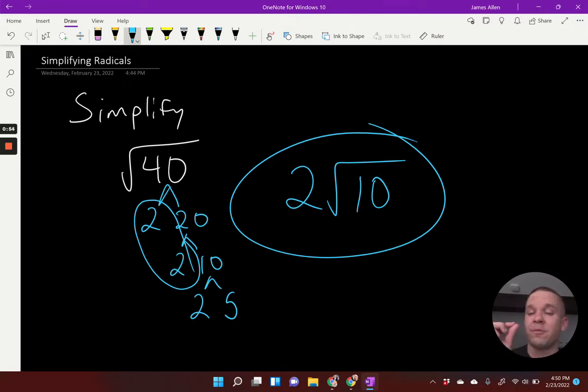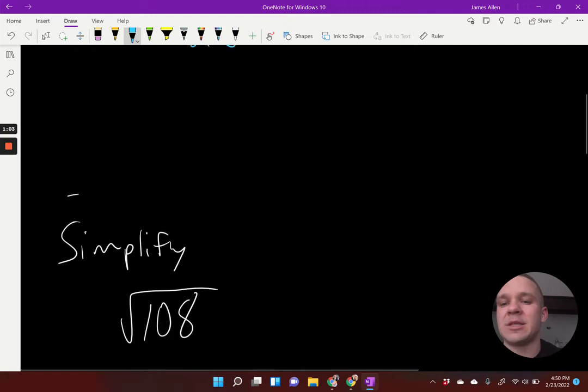If you put square root of 40 into your calculator and 2 times the square root of 10 into your calculator, you would get the same decimal equivalent. All right? So simplified radical form is commonplace in math classes. Let's try one more here.